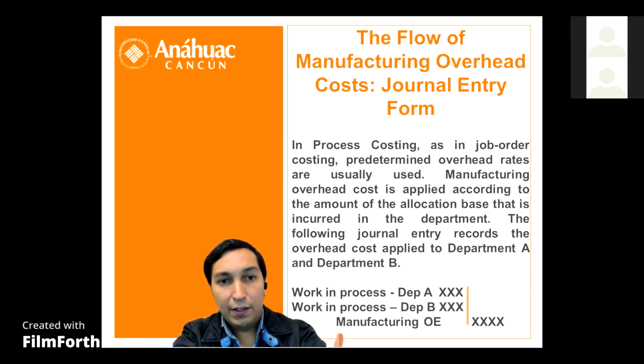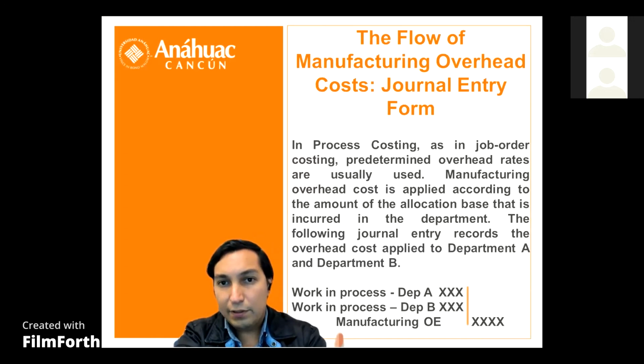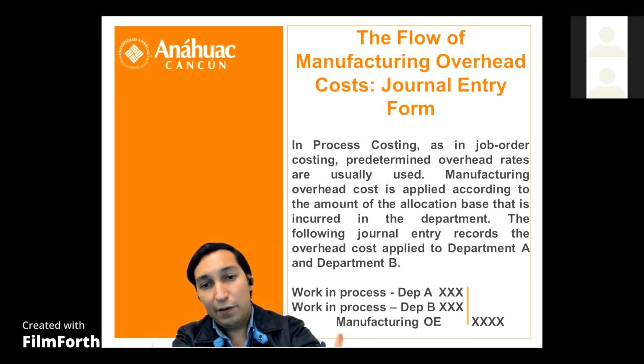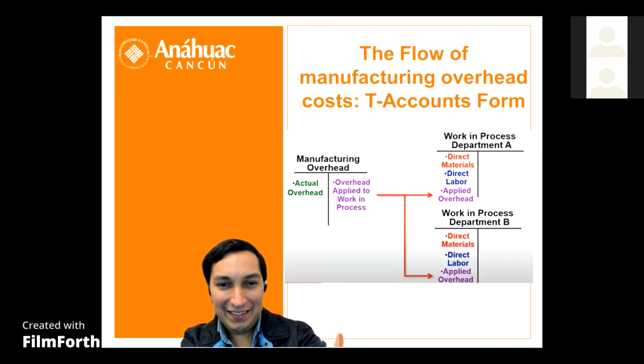So in process costing, labor costs are traced to departments, not individual jobs. The following journal entry records the labor to Department A and Department B: we debit, obviously, WIP Department A, WIP Department B, and credit salaries and wages. So let's see.